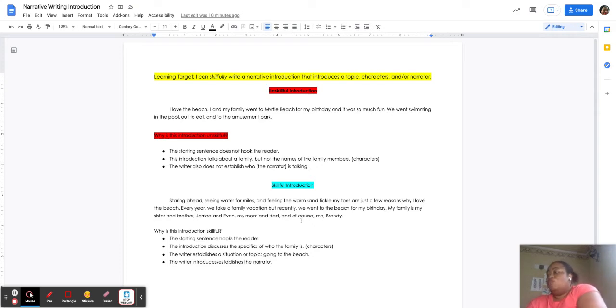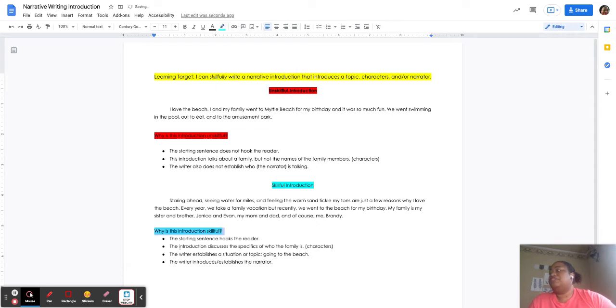Staring ahead, seeing water for miles, and feeling the warm sand tickle my toes are just a few reasons why I love the beach. Every year, we take a family vacation, but recently we went to the beach for my birthday. My family is my sister and brother, Jarek and Evan, my mom and dad, and of course, me, Brandy. So, why is this introduction skillful?